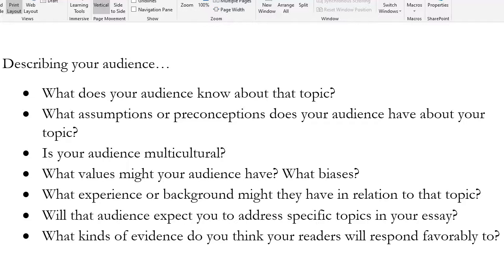What assumptions or preconceptions does your audience have about your topic? So if we're thinking about a community subject, what assumptions, what biases, we have that down here later, but what biases, assumptions, preconceptions might they have about your topic? Is your audience multicultural? What kind of religious background do they have? What ethnic backgrounds might they have? What values does your audience have? What experience or background might they have had in relation to that topic? Will they expect you to address specific topics in your essay? What kind of evidence do you think your readers will respond favorably to?